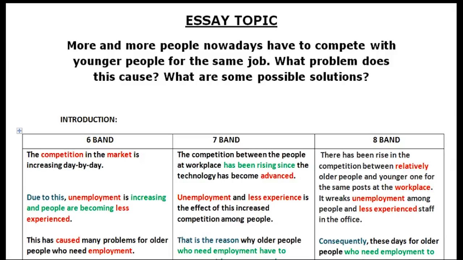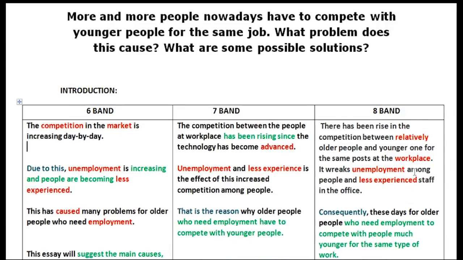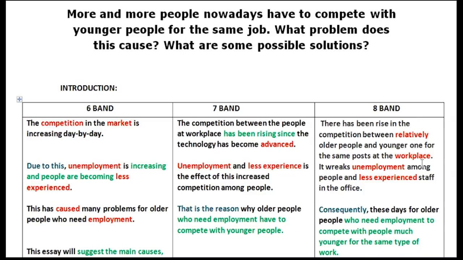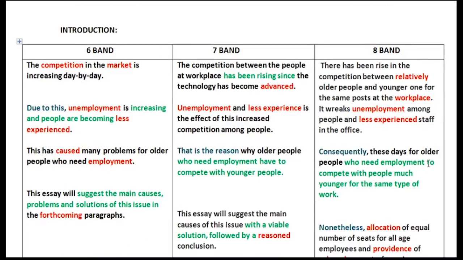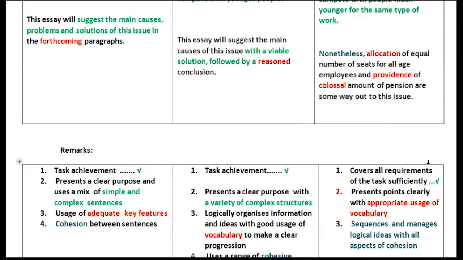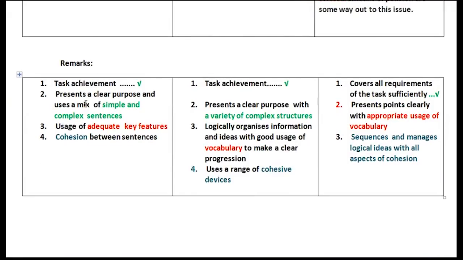As you people can see that I have highlighted some words by some colors, like red colored words will show the usage of all adequate key features and vocabulary. You can see in the next particular table. See here. The green color will represent the simple and complex sentences. Red color will represent adequate key features, vocabulary, and blue color will represent the cohesion. And if the task achievement is done, I have put the tick over there. So let's move ahead.